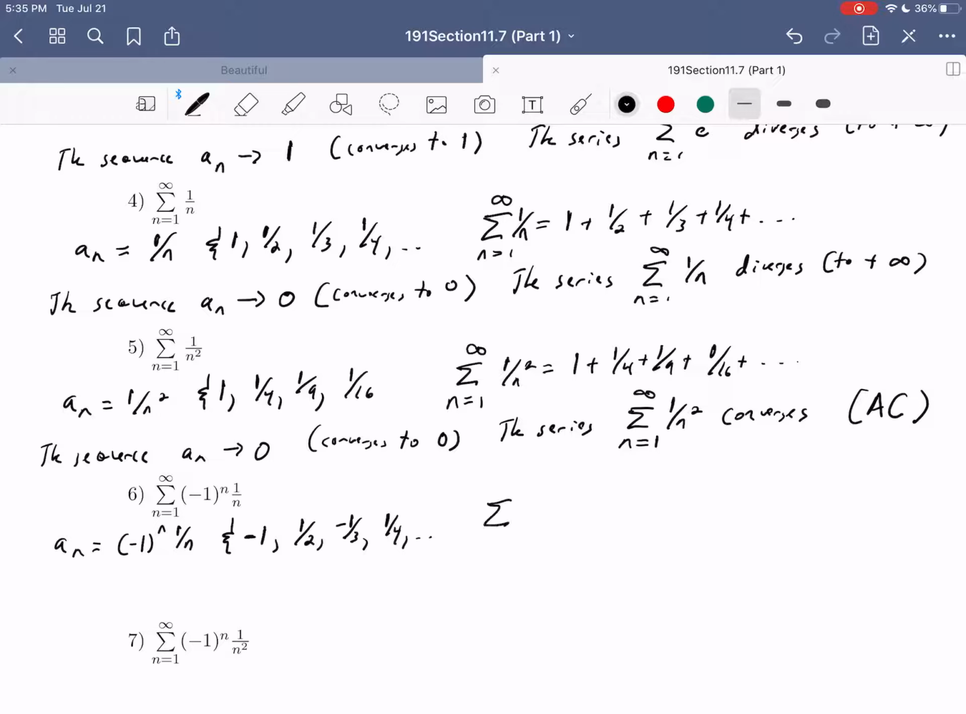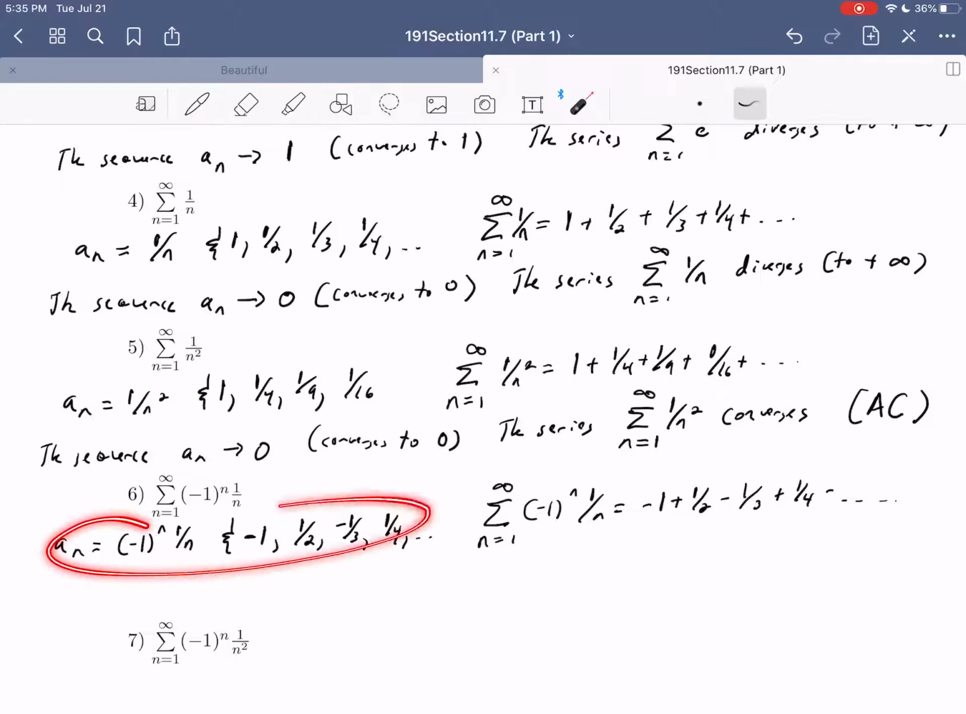The actual series would look something like this. It would be minus 1 plus 1/2, minus 1/3, plus 1/4, minus ... right? Because the next one would be minus 1/5, so on and so forth. Now, as a sequence, well, sure, these are alternating. They're oscillating between positive and negative, but their magnitude is getting smaller and smaller. When you analyze an alternating sequence, you put it in absolute value, and if the limit goes to 0, well, then we know that the alternating sequence converges.